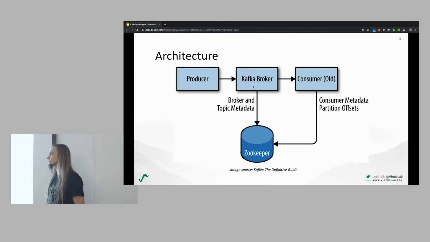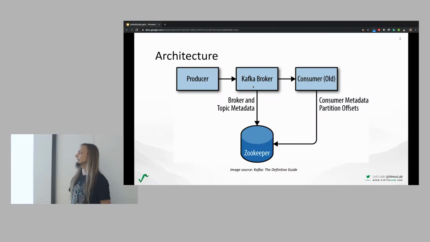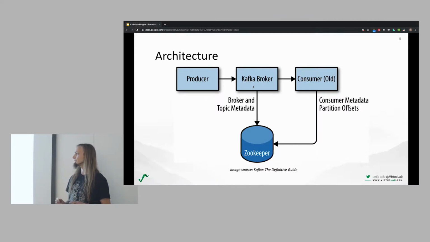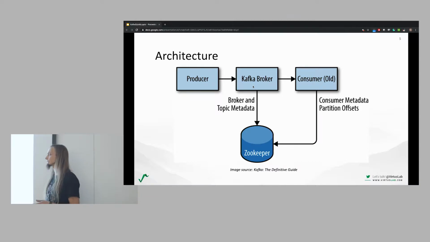ZooKeeper is important because it stores broker and topics metadata, and, for example, it's also responsible for choosing a controller. It's kind of a leader within the Kafka broker cluster. On the left side, we have producers who just write records to the Kafka broker, and on the other side we have consumers. As far as I know, currently consumers, when it comes to partition offsets, are no longer storing these offsets within ZooKeeper.